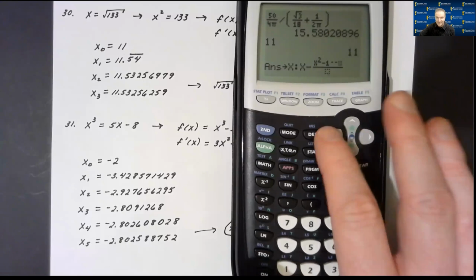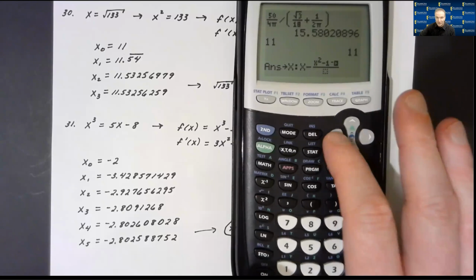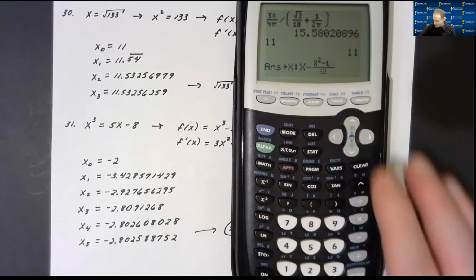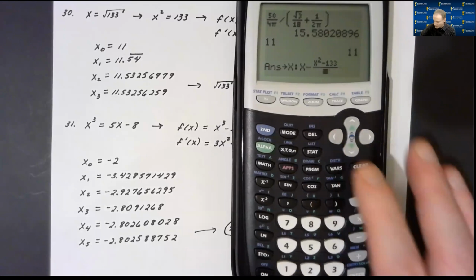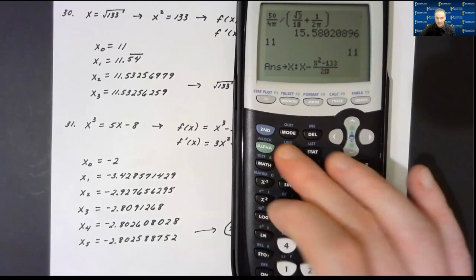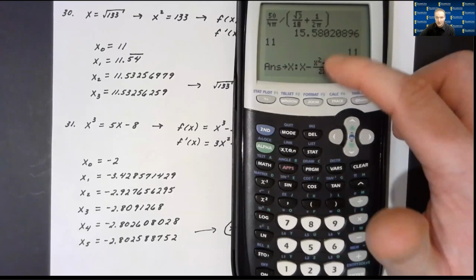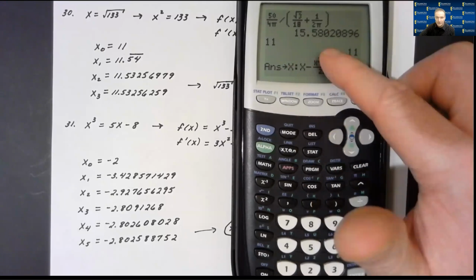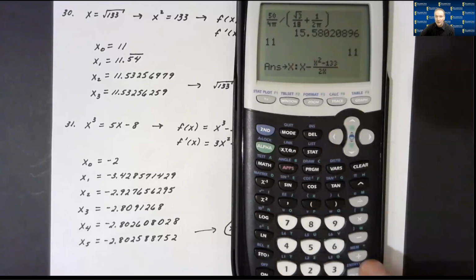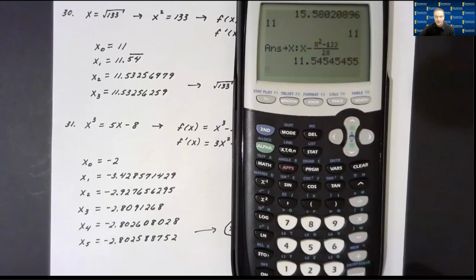Oh, it's hard to type this in when I'm not looking at the calculator. I probably need to look down. And then we'll divide that by 2x. And again, this is the type of problem where if you're not using the fraction like I'm using here, you would have to put parentheses around your 2x. This looks good.